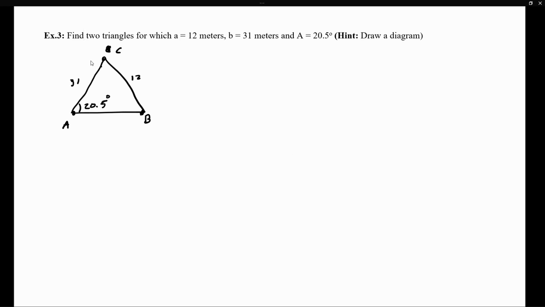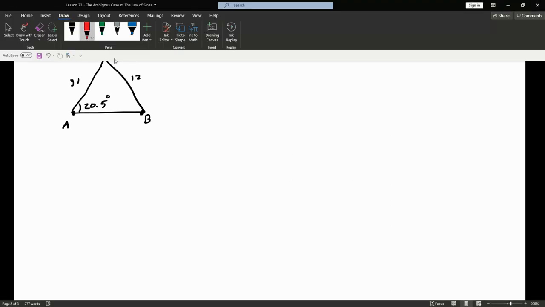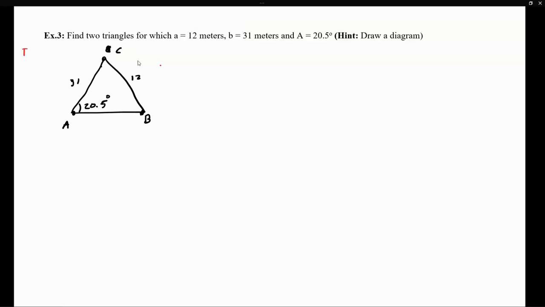If you think back on the lesson from yesterday, definitely 12 is less than 31, and 12 is in front of the given angle. So this is one of those cases where we're going to encounter two possible triangles. And this is the ambiguous case of the law of sine. So let's just work this out as if this is my first triangle, and we're going to worry about the second triangle later on.